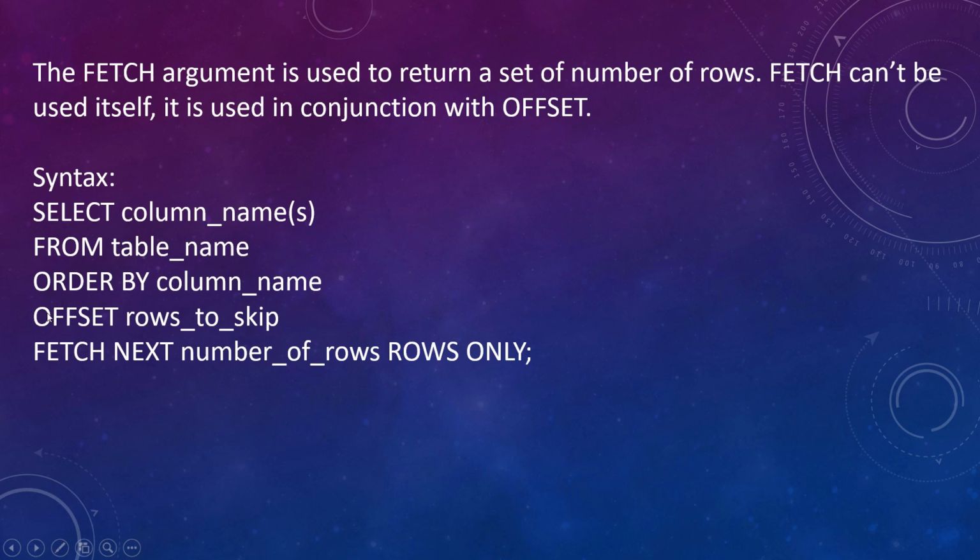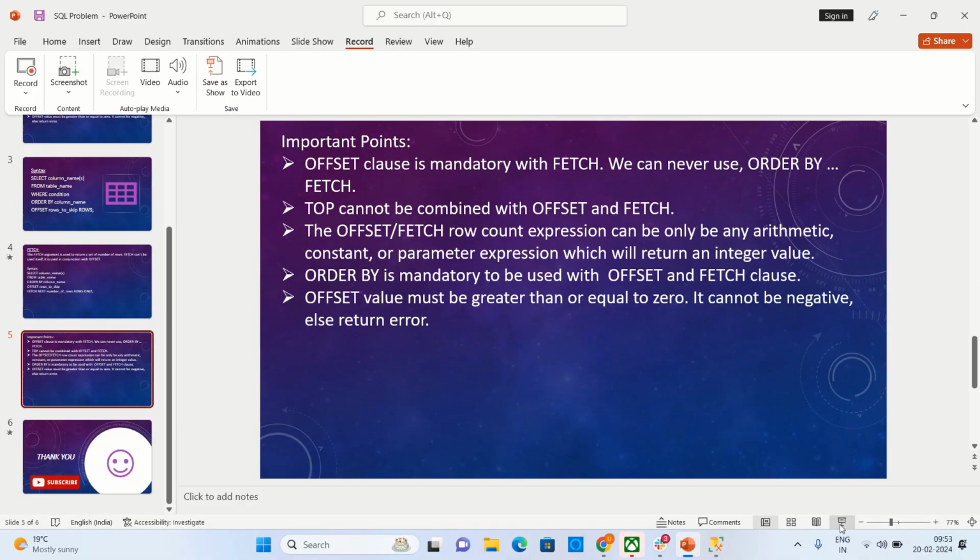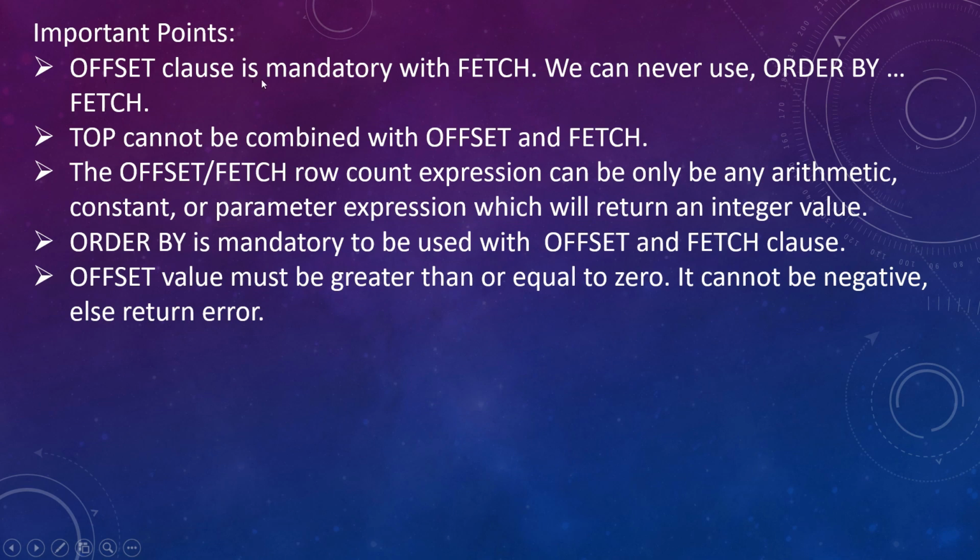By offset, I'm just shifting the starting point. I'm not saying I will still get all the rows thereafter. But if I use fetch, I'm basically limiting my result set, how many rows I want after that offset. So this is the fetch argument, and there are some important points we should note here. Offset clause is mandatory with fetch. We can never use order by fetch. So this is very important to note, that if we are using fetch, the offset clause is mandatory to use.